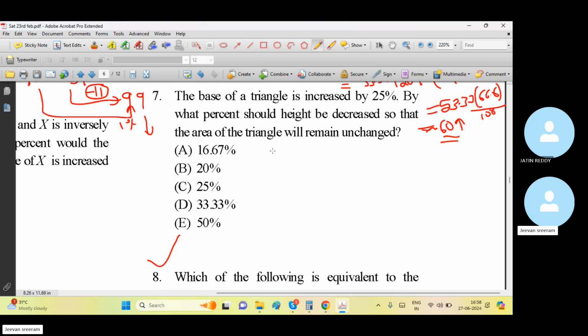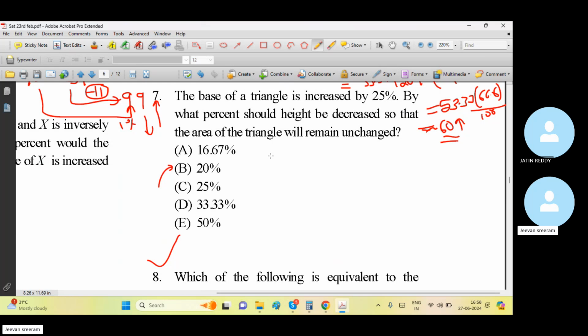The base of a triangle is increased by 20%. By what percent should height be decreased so that the area of the triangle will remain unchanged? What's the answer? Have you got, Jatin? Which one, sir? Seventh one. 20%. 20%. Yeah. So let's see, we have our method, no?